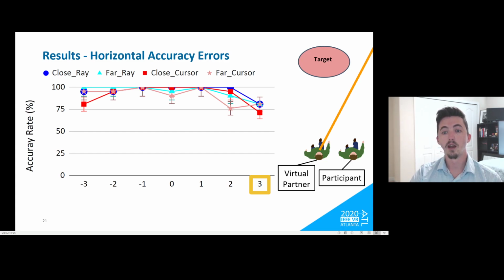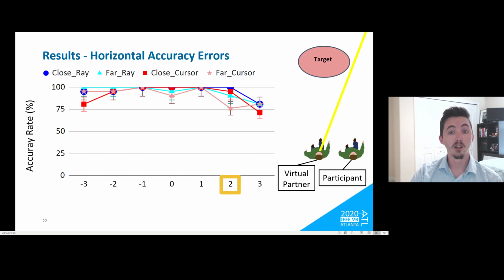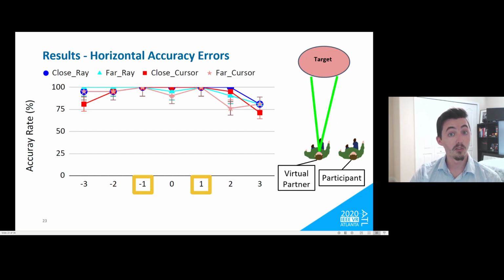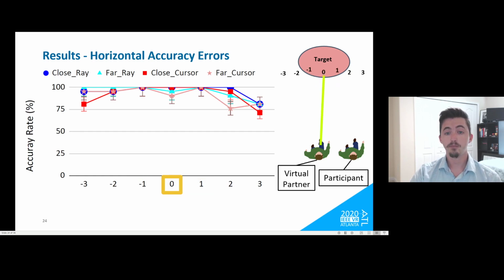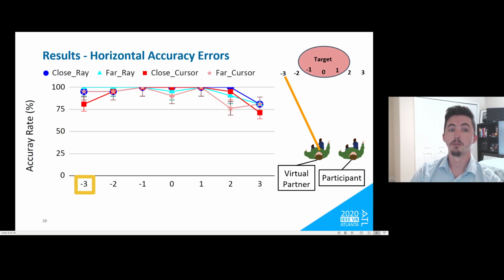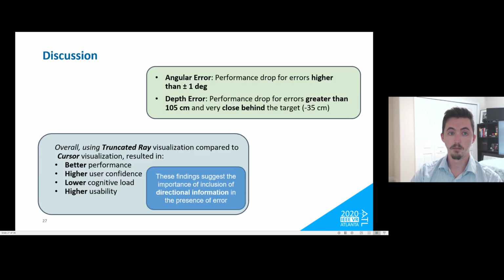So starting out, we're at positive 3 degrees of rotation, and we see a pretty sharp decrease in our user performance. As we get closer, the performance increases until we get to plus or minus 1, at which point we're at near 100% accuracy. At 0, we actually see another slight decrease in performance, which is interesting. And then at minus 2 degrees of rotation, we see another decrease in performance, followed by another decrease in performance at minus 3 degrees of rotation.